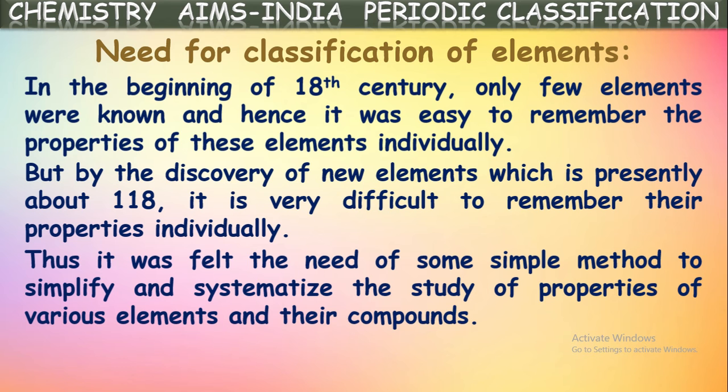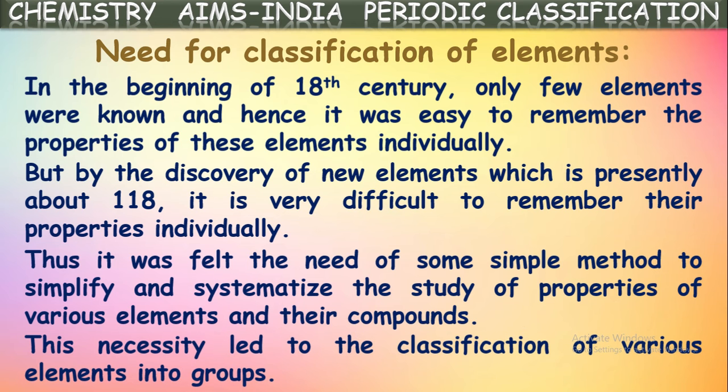So as the number of elements increased, scientists thought it necessary to classify these elements into certain batches so that we can remember the properties of these elements in a convenient way, and even their compound formation also. In that way they tried to classify. This necessity led to the classification of various elements into different batches or groups.